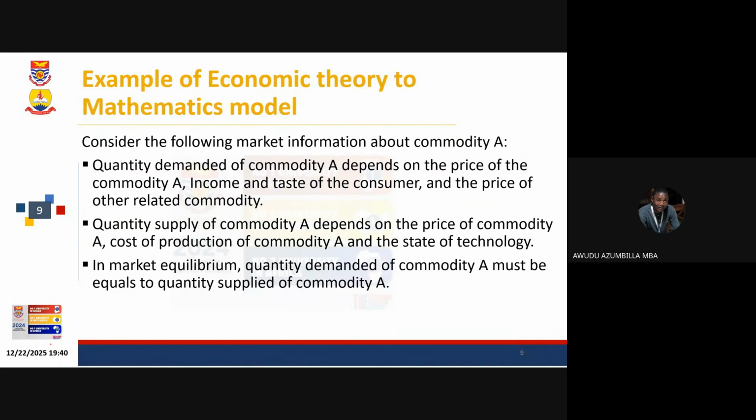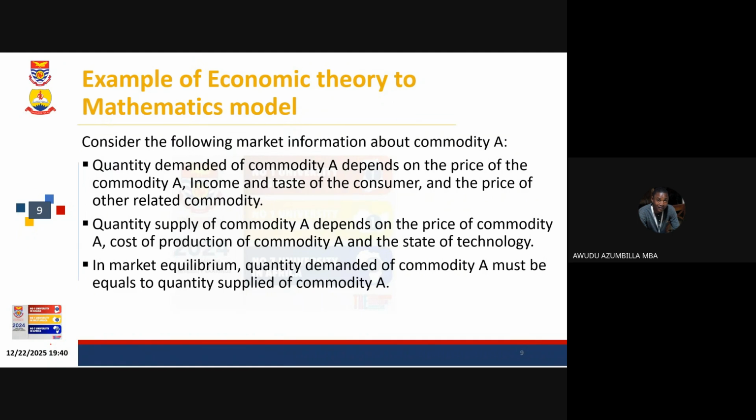Yes, any idea? What are economic models? Yes, so no one can explain to me. Okay.